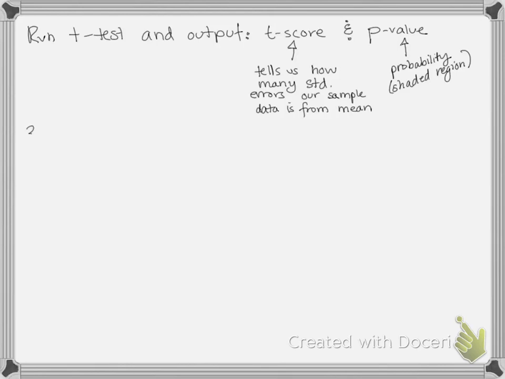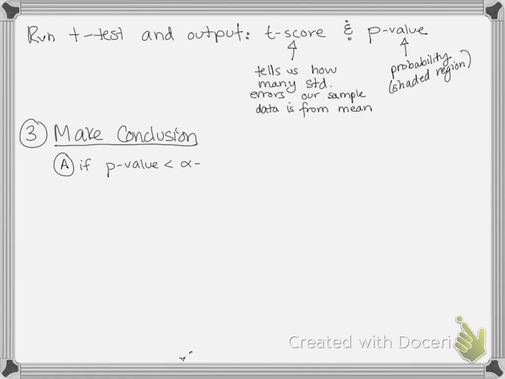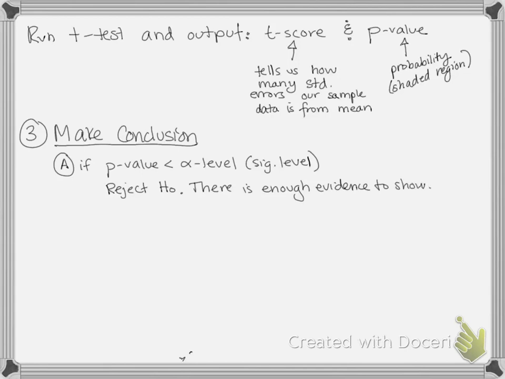Okay, now, step 3, once we have the information from the calculator, is to make our conclusion. Okay? So we have only 2 potential options here. So I'm going to go A's and B's. If my p-value is less than the provided alpha level or significance level, whatever language is given, then we make the conclusion that we reject our null hypothesis, and our conclusion is phrased with some language like, there is enough evidence to show, and then we try to rewrite the alternative in some way.